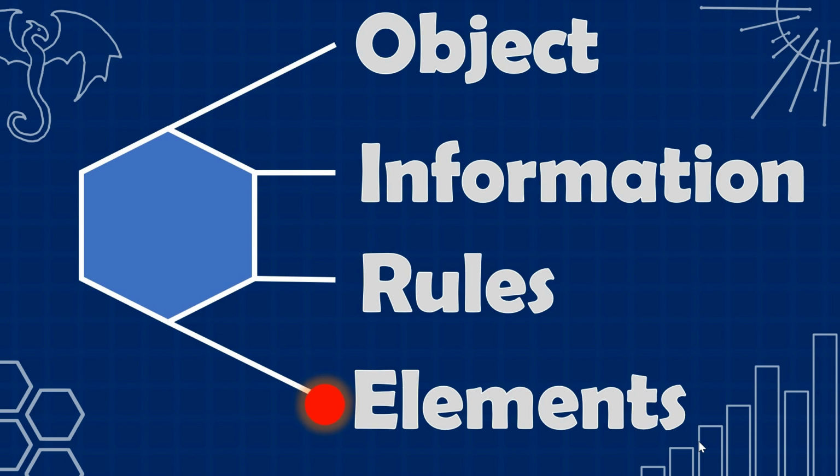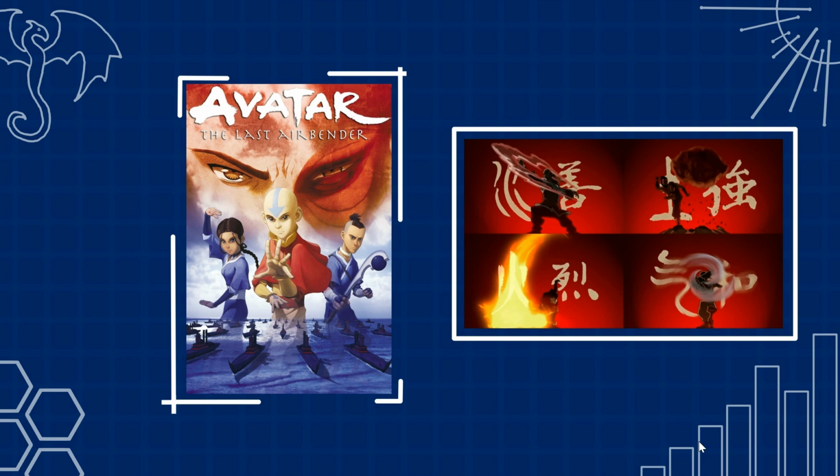Elements are really just the result of humans trying to divide the entire existence into logical subunits. There are plenty of elemental systems and I'd love to talk about them in a future video. Until then, here is a famous example: Avatar: The Last Airbender, based on the classical four elements.